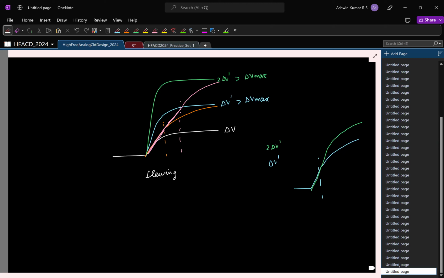So again, this is the positive slew rate. Similarly, you can find a negative slew rate.